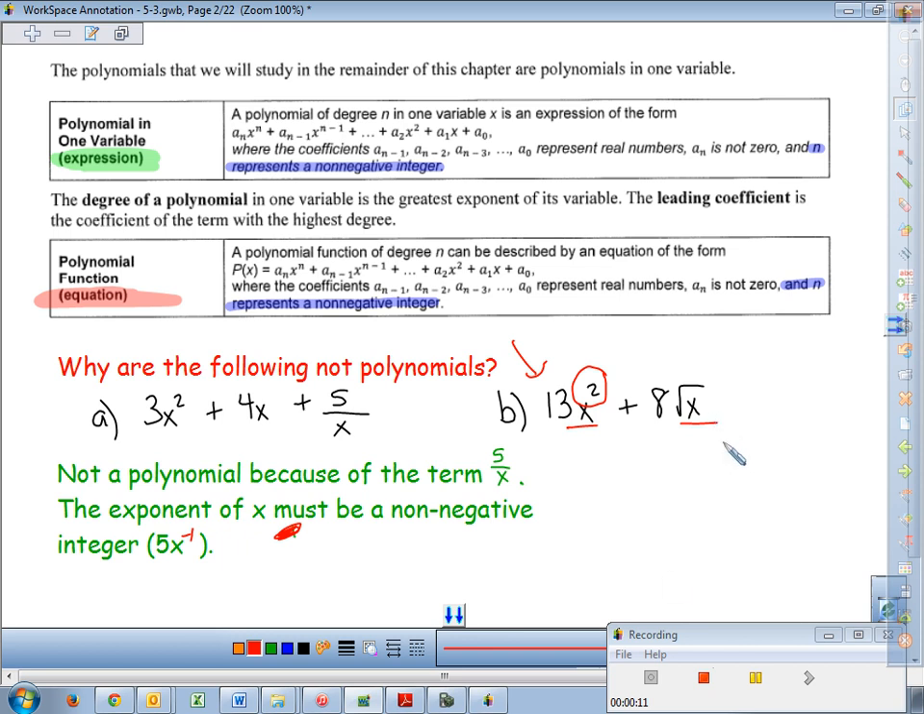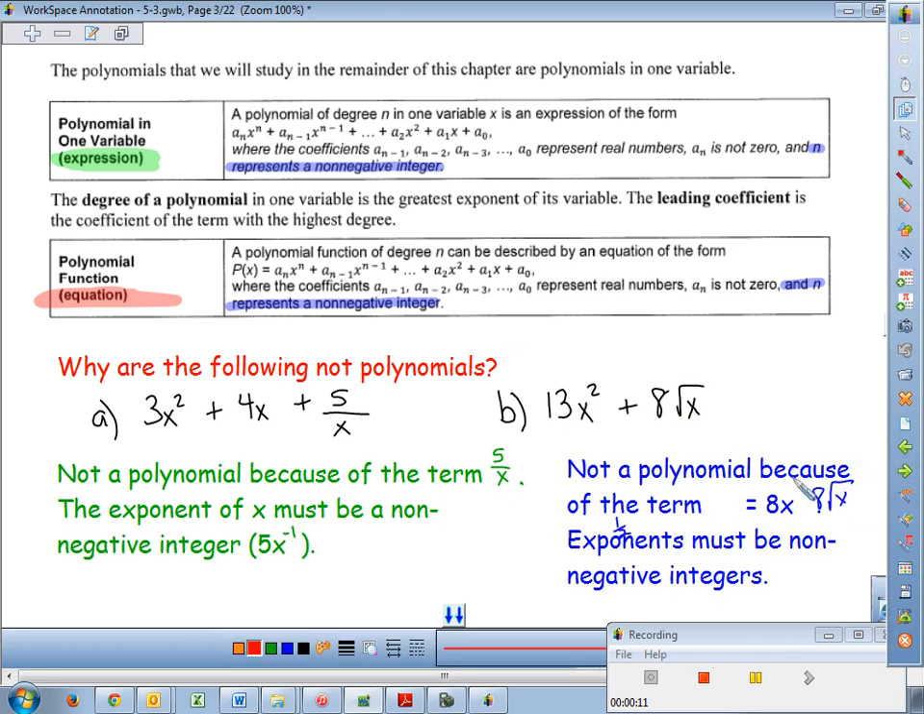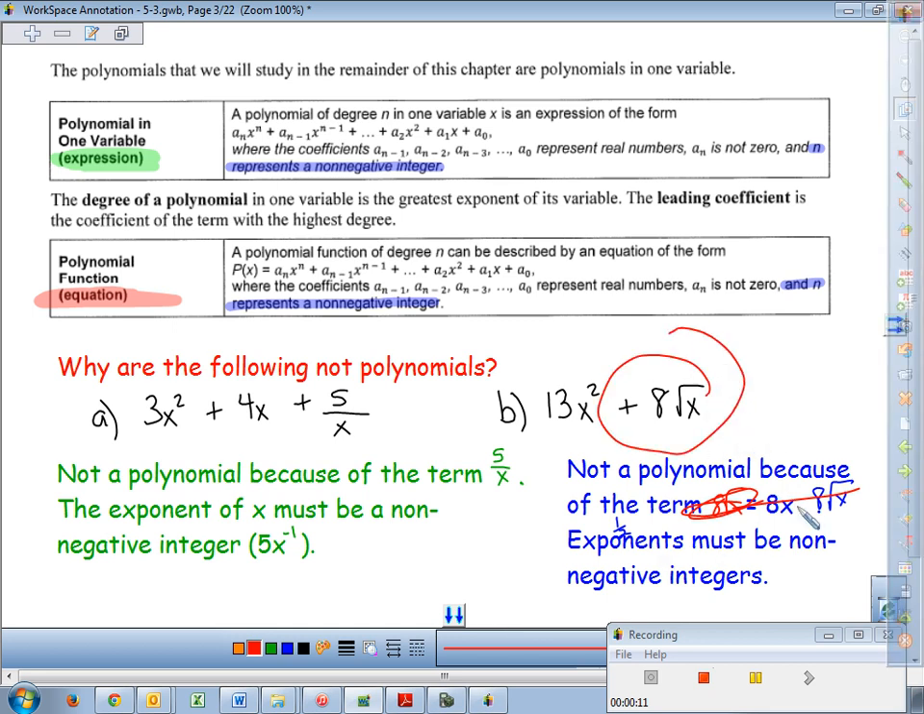This is a square root. So instead of the 1/3 power, what is that really right there? It's the 1/2 power. That's really what this says right there. The square root of x is really x to the 1/2 power. Now how come this doesn't work for it to be a polynomial? Because that's not an integer at all, right? That's a rational number right there. So it doesn't work. So it's not a polynomial because of the term 8 square roots of x, because this is really the same thing as 8x to the 1/2 power, and you can't have that.